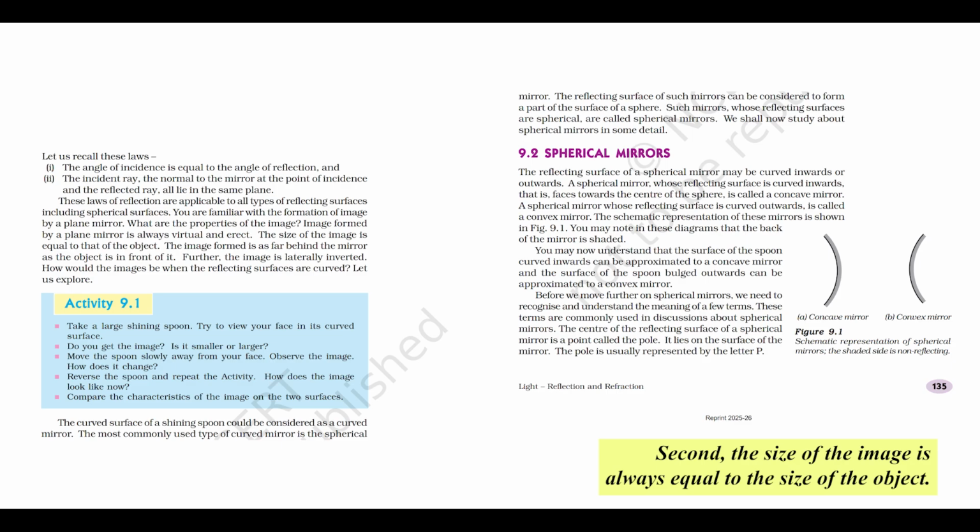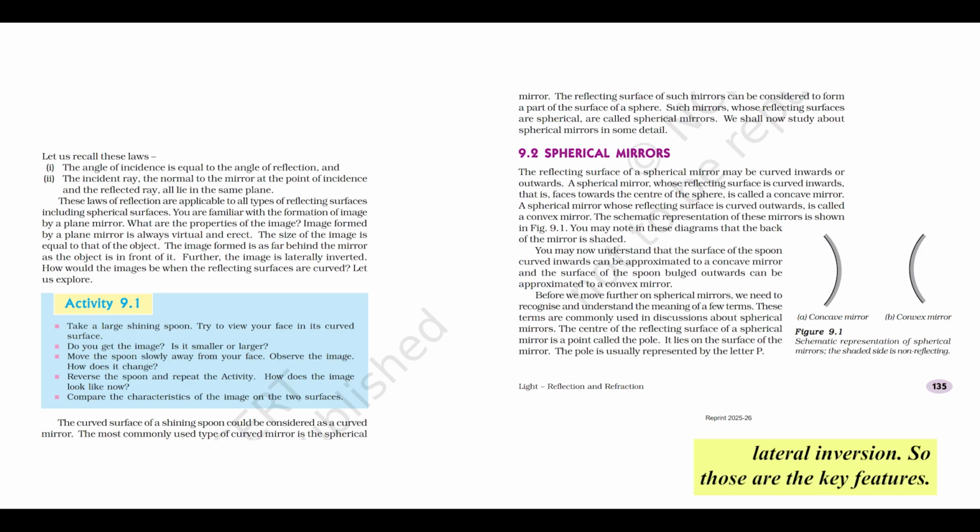Second, the size of the image is always equal to the size of the object. No magnification, no shrinking. Third, the image is formed as far behind the mirror as the object is in front of it. Distance is conserved, in a sense. Okay, so same distance, same size. Right, and finally, the image is laterally inverted. Ah, the left-right swap. Exactly. Your right hand appears as the left hand in the image. That's lateral inversion. It's why ambulance is written backwards on the front of emergency vehicles. Oh, so drivers see it correctly in their rearview mirrors. Clever. Precisely. It's a direct application of lateral inversion.